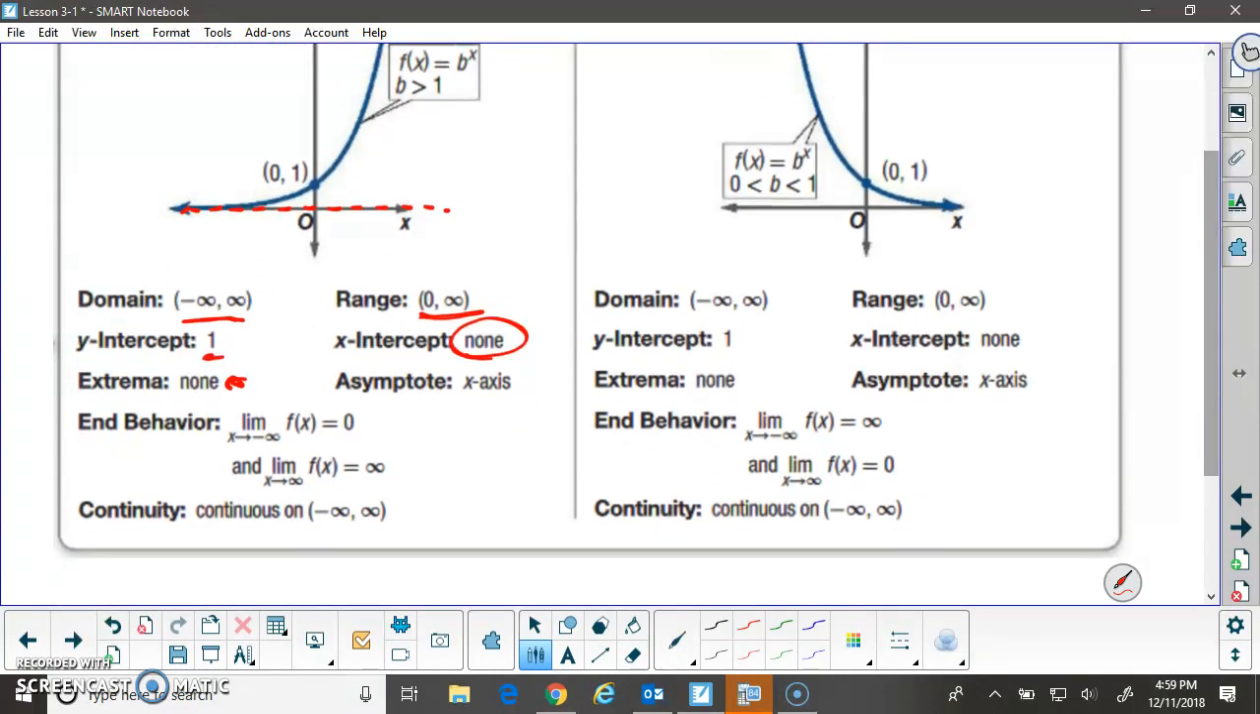As you go really far to the left, it gets closer to 0. As you go really far to the right, it increases without bound. And this function is continuous.